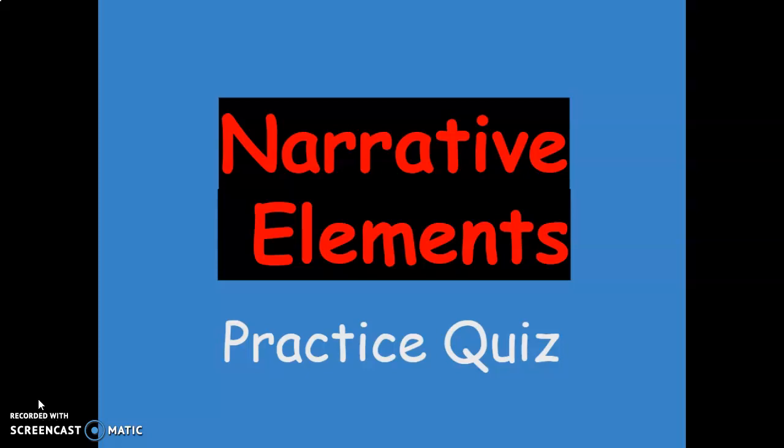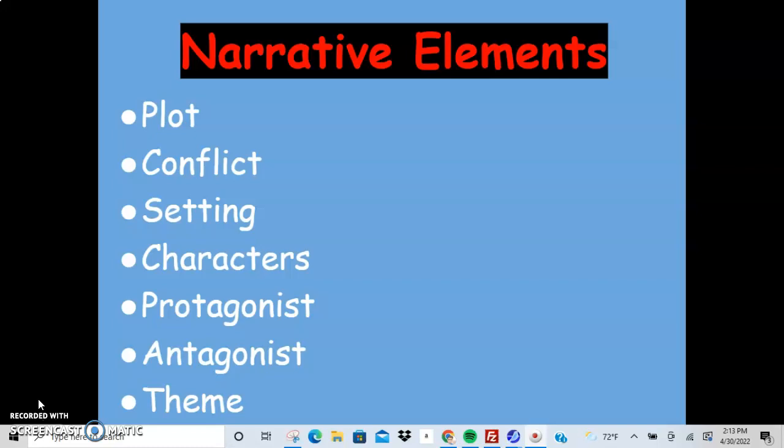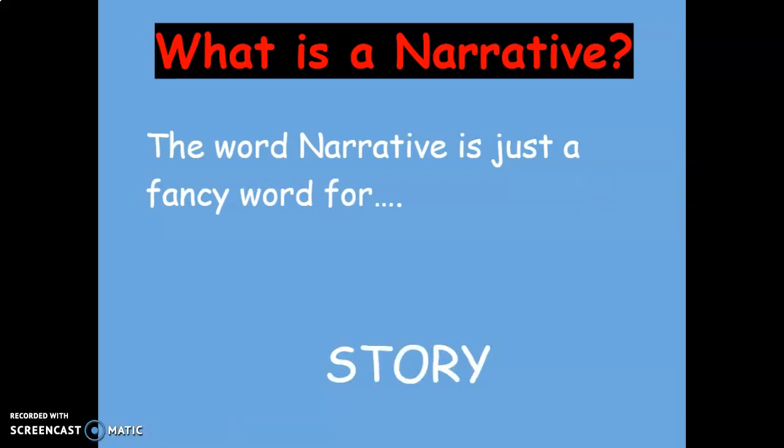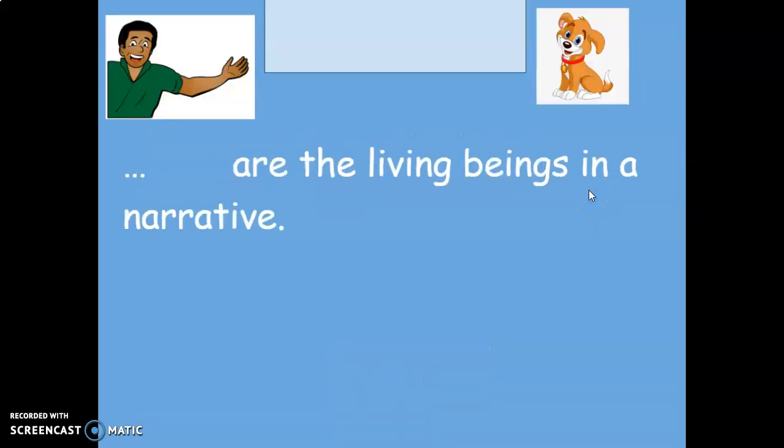So let's start here. So here's the terms we'll be going over: plot, conflict, setting, characters, protagonist, antagonist, and theme. Let's start here. What is a narrative, though? The word narrative is just a fancy word for what? If you need to think about it or look at your notes, press pause. The word narrative is just a fancy word for story. It's that simple. All right, let's check this next term.